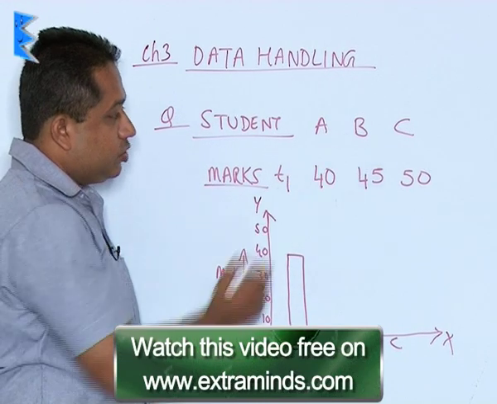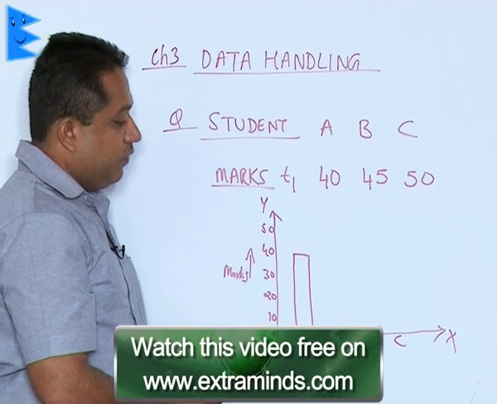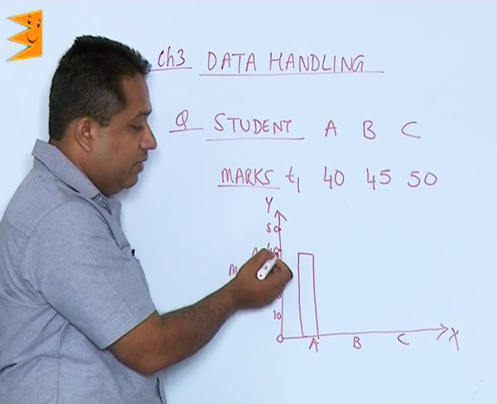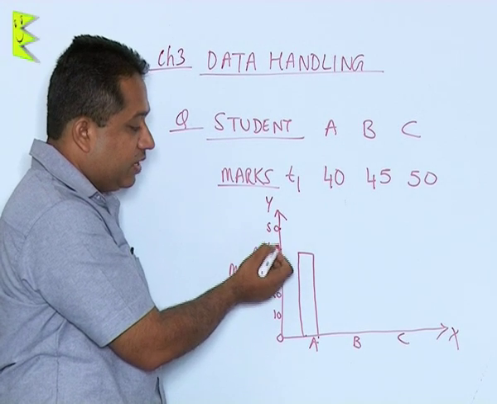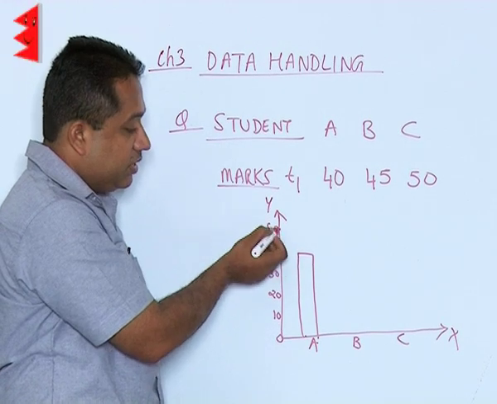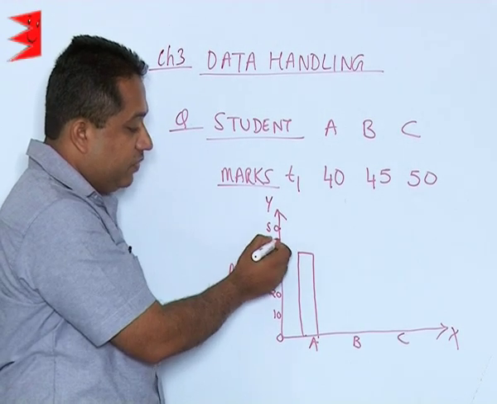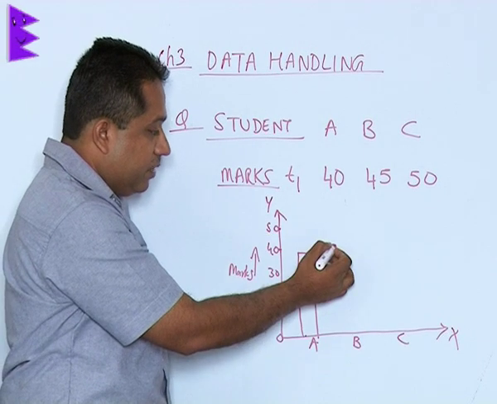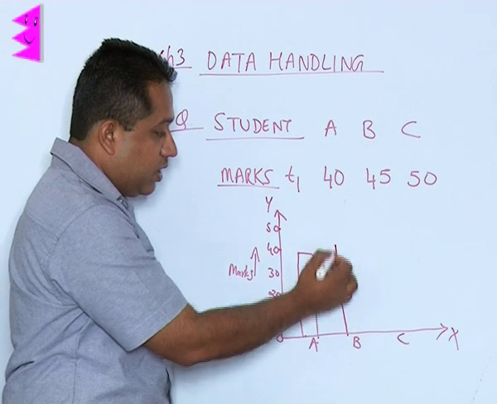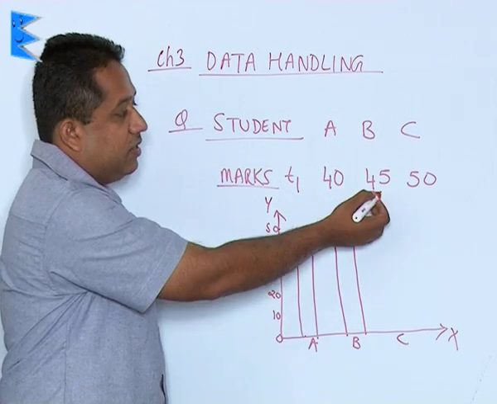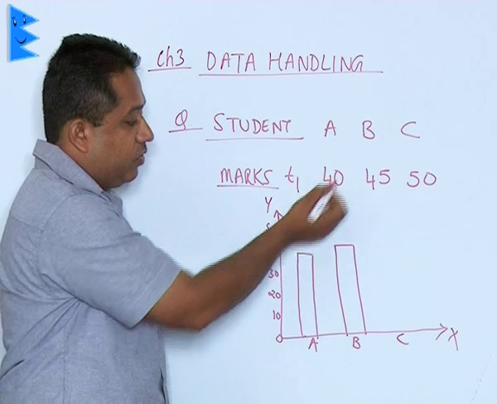Next we have student B scoring 45 marks. So 45 will be between 40 and 50. If we are using a graph between 40 and 50, there will be 10 divisions, that is 1 centimeter is 10 millimeters. So the fifth division after 40 will be 45. So from B we will extend this up to a height of 45. So you are going to get 45 here for student B.